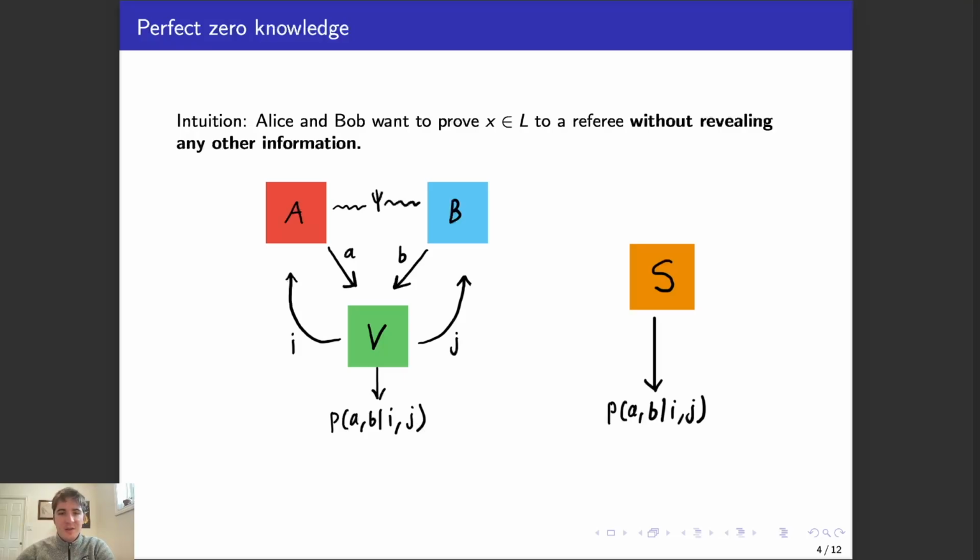interacting with the players does not show the verifier any information other than the fact that the players can generate the correlation PABIJ that the verifier already expected to see.